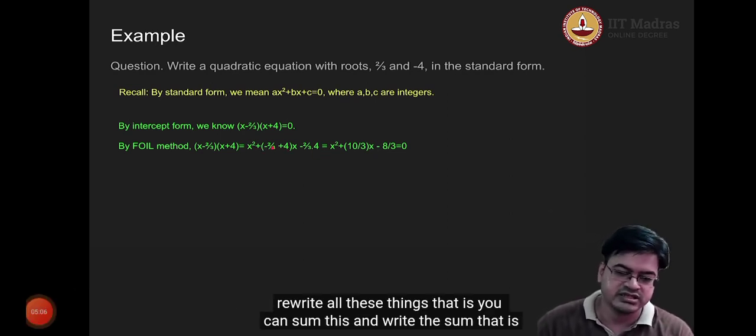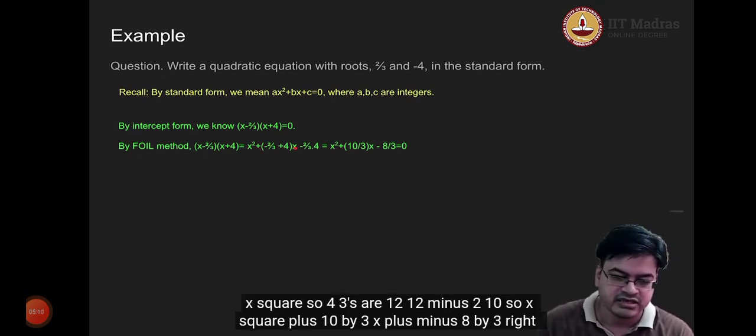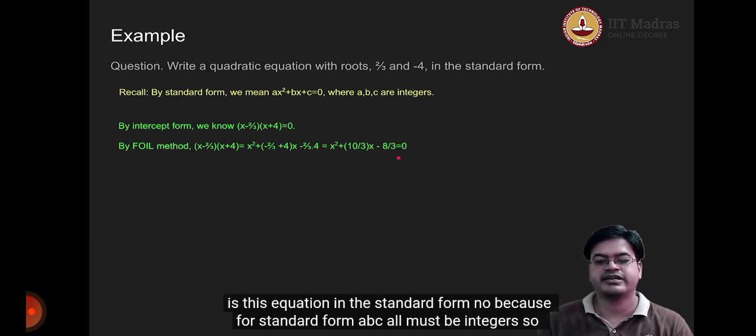You can sum this and write the sum. That is x square. So 4 3s are 12, 12 minus 2 is 10. So x square plus 10 by 3 x plus minus 8 by 3. Right? Is this equation in the standard form? No, because for standard form a, b, c all must be integers.